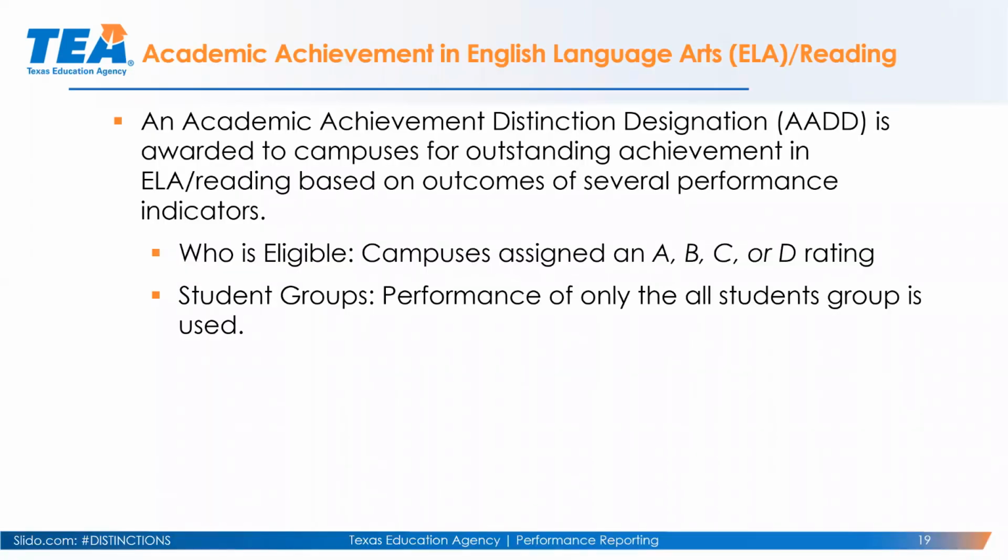An academic achievement distinction designation for reading is awarded to campuses for outstanding achievement in English language arts reading based on outcomes of several performance indicators. So who is eligible? Again, campuses that are assigned an A, B, C, or D rating. The student groups used for this would be the performance of the all student groups only.